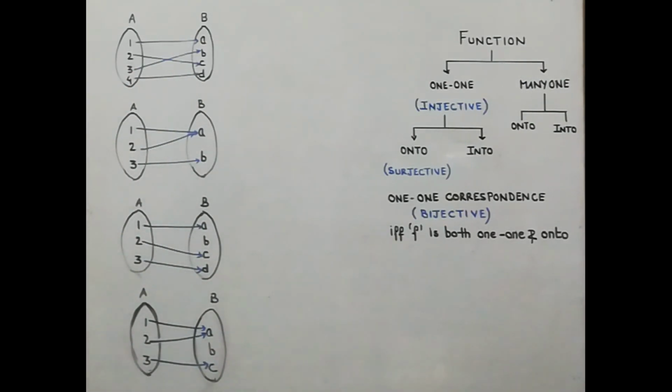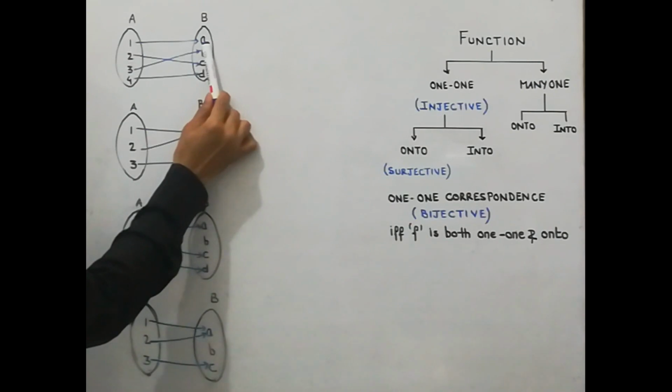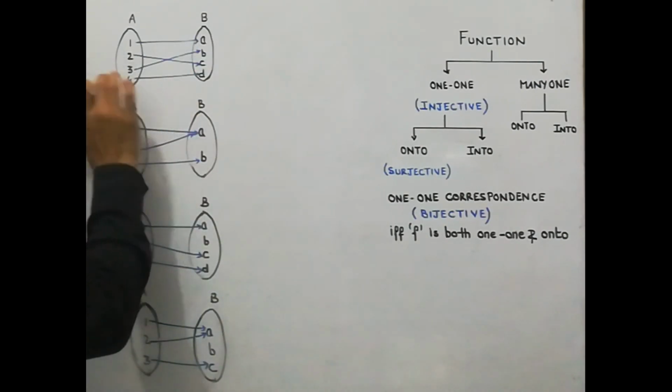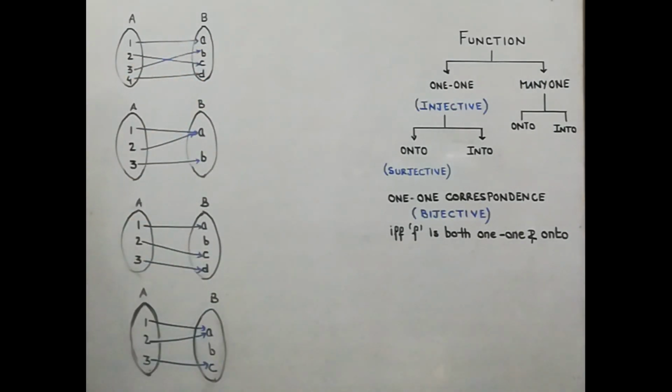So here A, B, C, D, they are the images. In the same way, elements 1, 2, 3 and 4 in set A will be known as the pre-image. So here we can say that 1 is pre-image of A. See this one. If we are saying A is image of 1, then in other words we can say that 1 is pre-image of A. Hope this is clear to you?